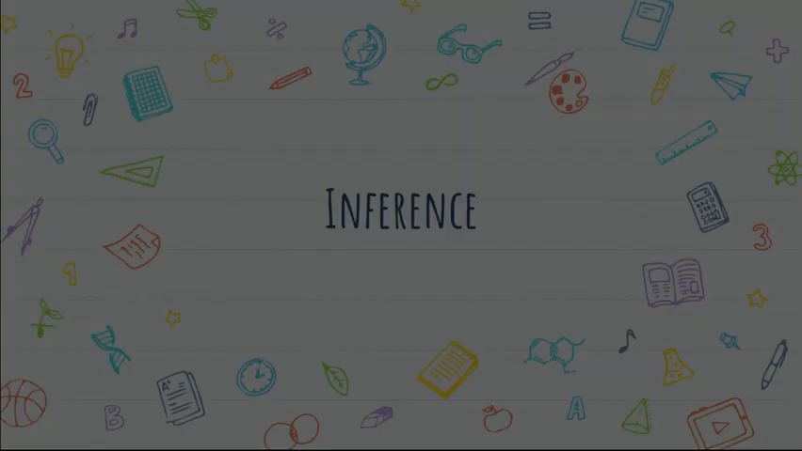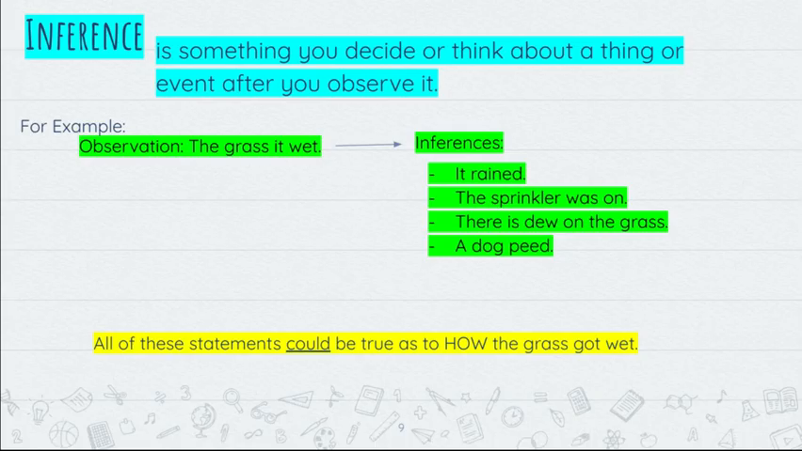Inference. So an inference is something you decide or think about a thing or event after you observe it. For example, an observation: the grass is wet. An inference: it rained, the sprinkler was on, there is dew on the grass, or a dog peed. All of these statements could be true as to how the grass got wet.